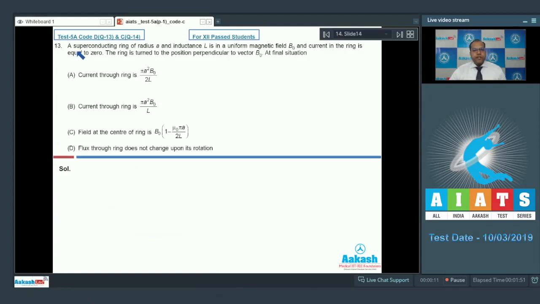In question number 13, a superconducting ring of radius A and inductance L is in a uniform magnetic field B naught and current in the ring is equal to 0. The ring is turned to the position perpendicular to vector B naught. At final situation, we have to check the validity of given options. So suppose initially this is a ring and the uniform magnetic field lies in this direction and its value is B naught. So at this moment, the flux through the ring is 0.